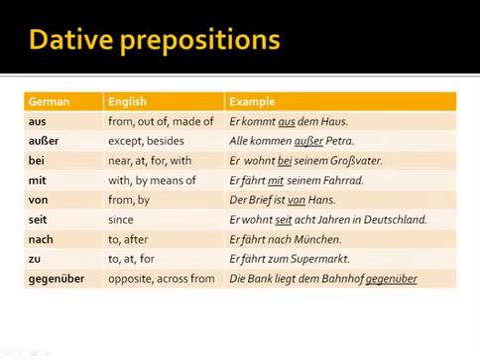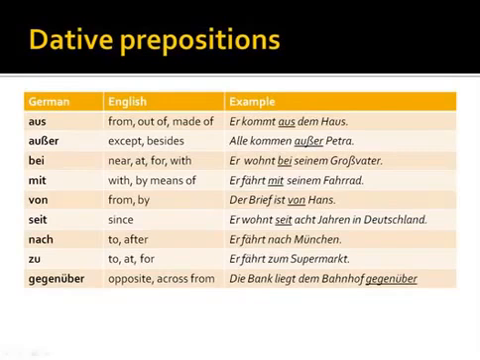Nach means to or after. Fährt nach München. He's going to Munich. He's traveling to Munich. Kommt nach mir. He's coming after me. So when you're traveling to a distant location, a city, a big place, a city or a country, you would use nach. However, the next preposition, zu, which also means to, at, or for, you would use if you're traveling to a place inside of a city.